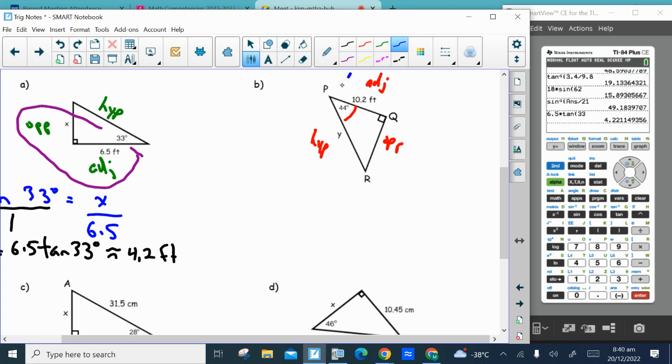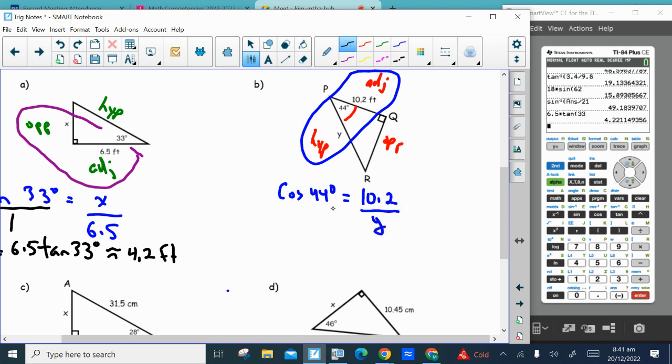In this case here, we're trying to find y, which is the hypotenuse. We're given the 10.2, which is the adjacent side. We're going to use adjacent and hypotenuse, which is the cosine ratio. The cosine of 44 degrees equals, and again, the order matters. The CA part tells us that it's adjacent first, hypotenuse second. Adjacent on top, hypotenuse on the bottom. Must be in that order.